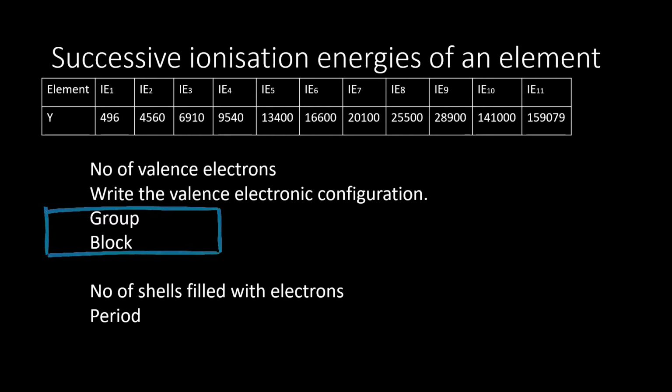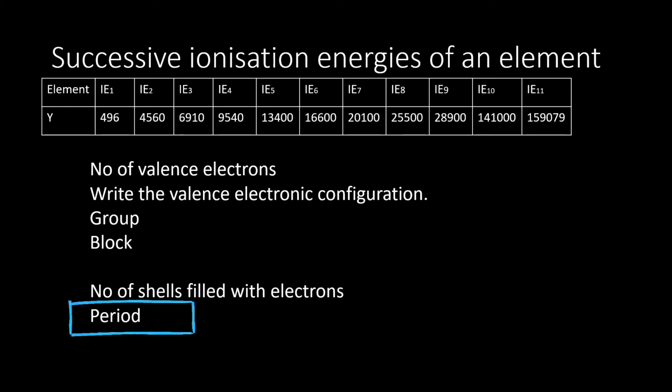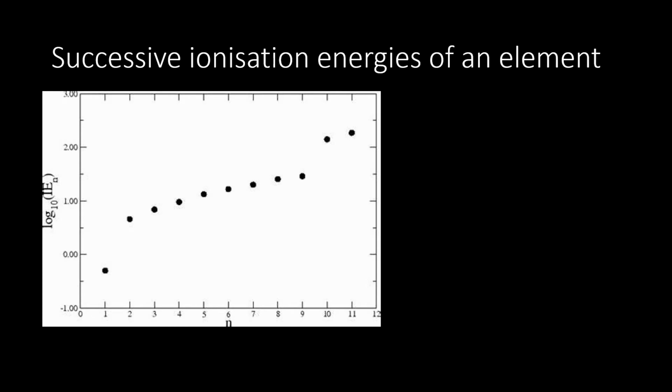The second piece of information that we can get is the number of shells filled with electrons. By knowing the number of shells filled with electrons for a particular element, we can identify the period of the element in the periodic table. From the successive ionization energy values, how could we determine the number of valence electrons and the number of shells filled with electrons that an element has?